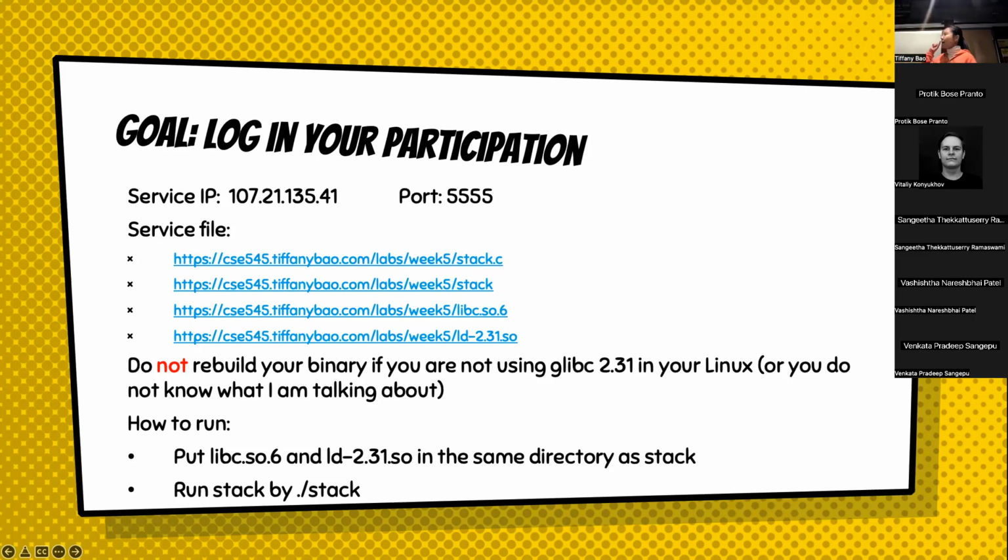So please do not rebuild your binary if you're not using glibc 2.31, or if you just don't know what I'm talking about right now. Because if you rebuild, you will not have the self-modification that I have for the current stack. And then you will use your own system's libc to run with your program. But in that case, all the gadgets that you find will be wrong because the addresses are not the same as the version that I'm using right now. So make sure that you don't rebuild the binary, okay? Unless you're using Ubuntu 20.04 and also have glibc 2.31.